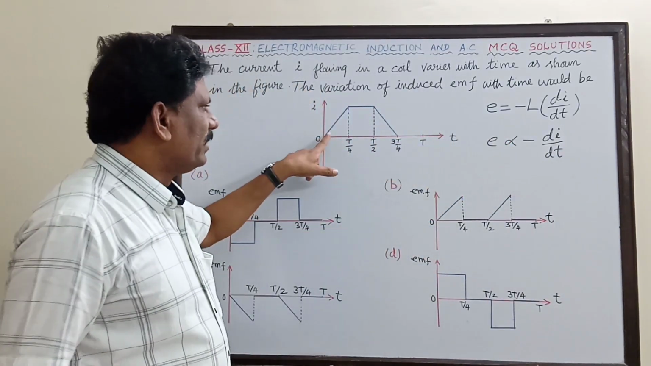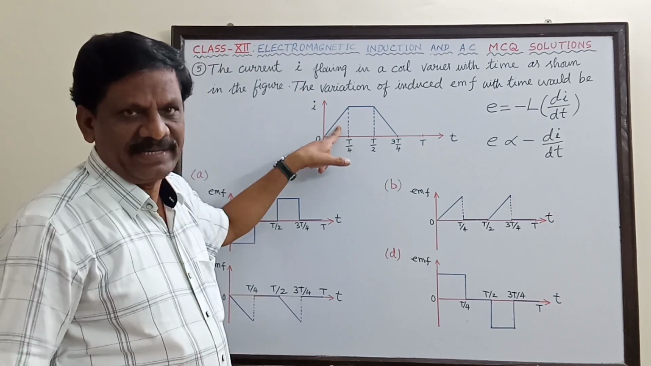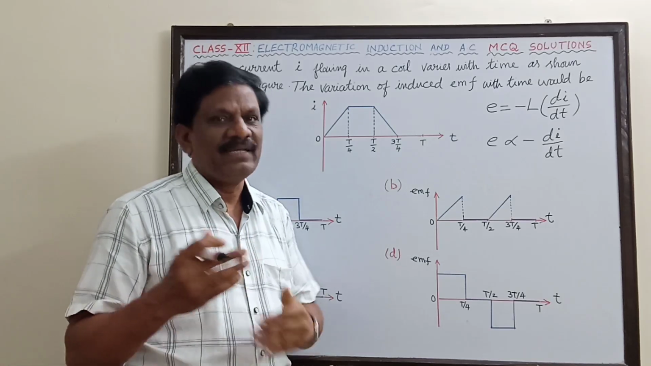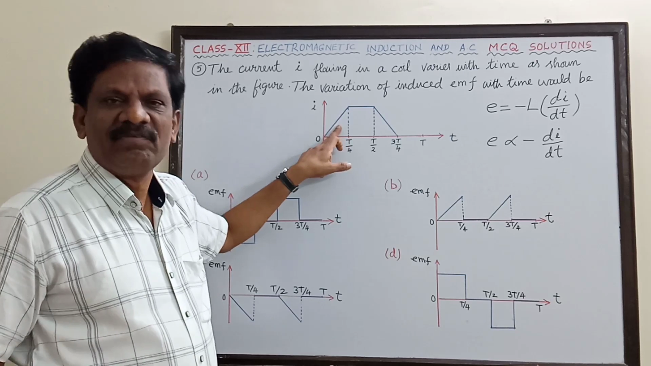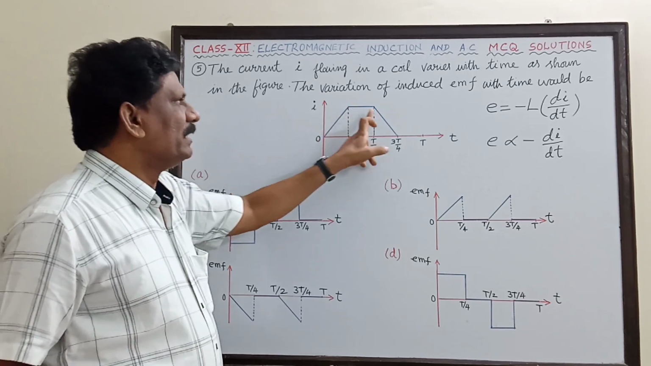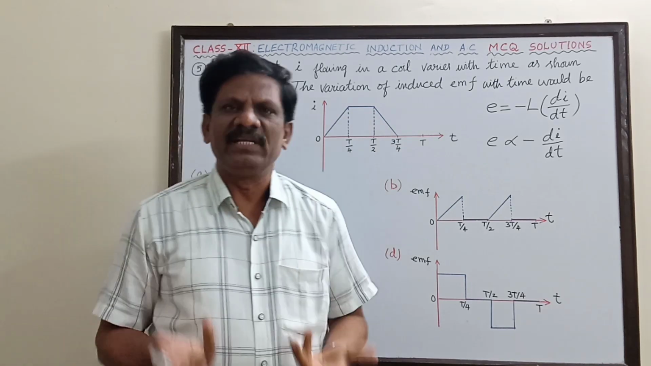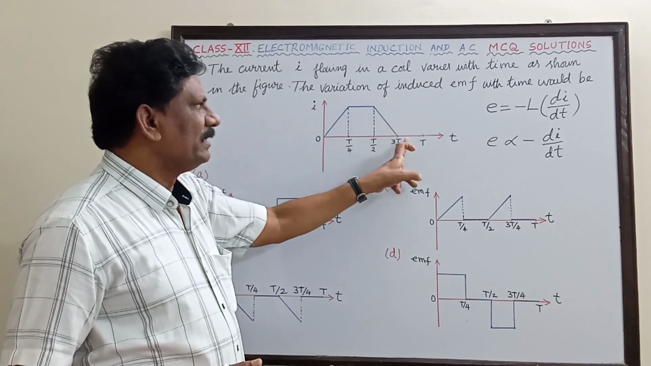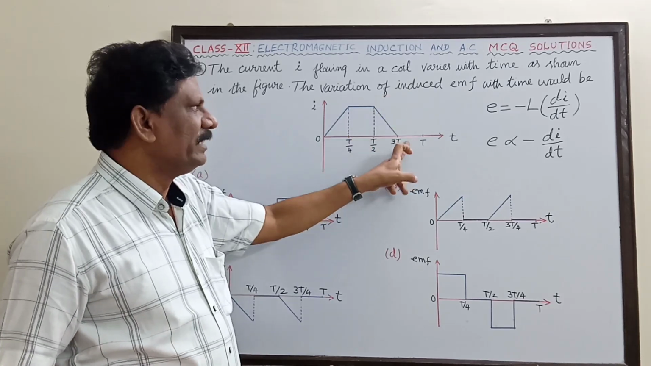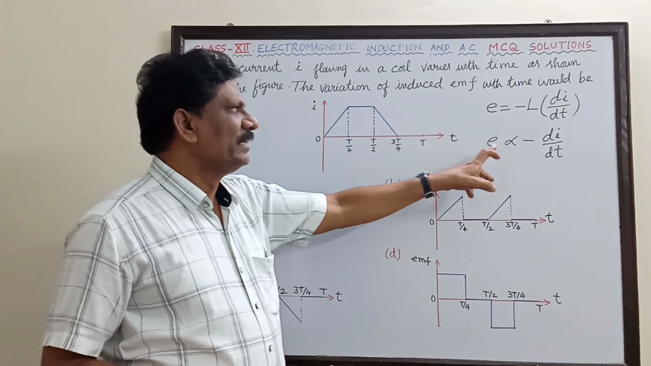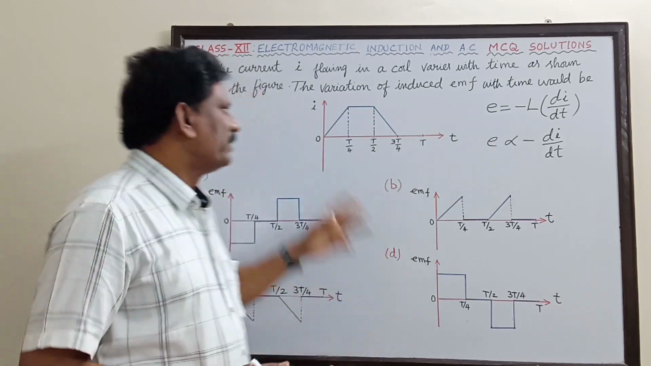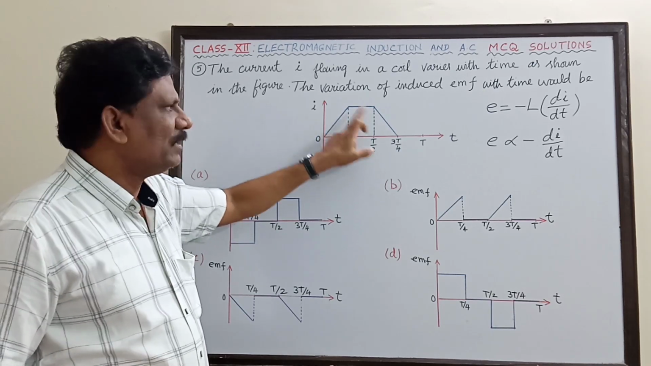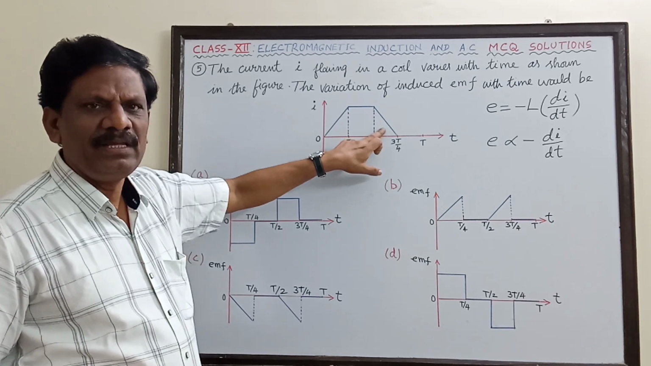That means whenever the current is increasing with time, an EMF will be induced, but the EMF will be negative. Current is increasing means EMF will be negative. Then when the current is constant, there is no variation in the current, so EMF will be 0. Next, when the current decreases with the time, then once again the EMF will be positive. So here EMF will be negative, here EMF will be 0, and due to this variation the EMF will be positive.